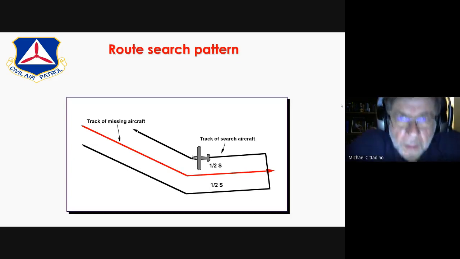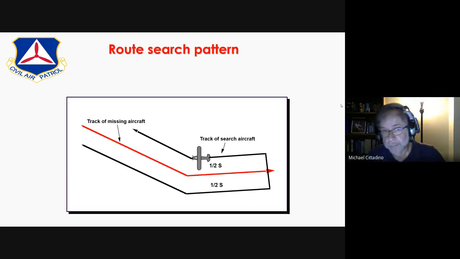And here's what a route search looks like. Here's the ground track that we're going to follow. Like I said, the ground track is a line we imagine on the ground that parallels the aircraft's line of flight. So we're going to take this ground track, which may be, if the pilot was flying from airport A to airport B with a waypoint in between on his flight plan, we're going to follow the route of that flight plan and hopefully try to find the aircraft.